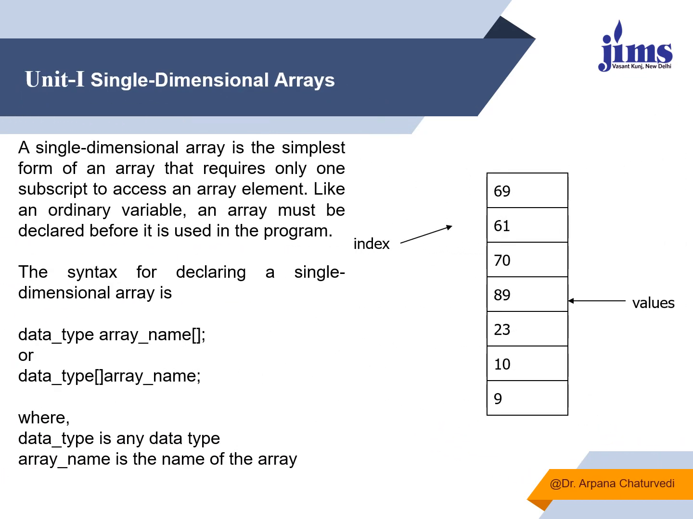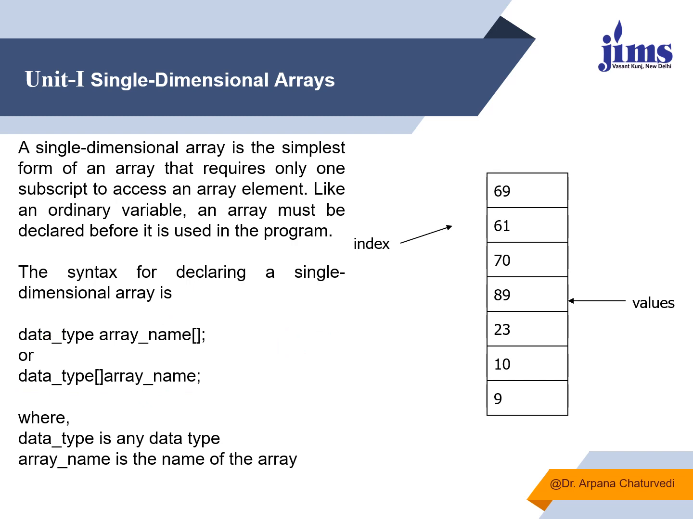So this is a single dimensional array. A single dimensional array is the simplest form of an array, which requires one subscript to access any element, like any ordinary array. The question arises, how do we declare an array? To declare an array, first of all we need to write the primitive or non-primitive data type which we are using, then the name of the array, and then the subscript. This subscript we can keep empty also, or we can declare it in this way also, data type with subscript and then the name of the array. Data type can be any data type.